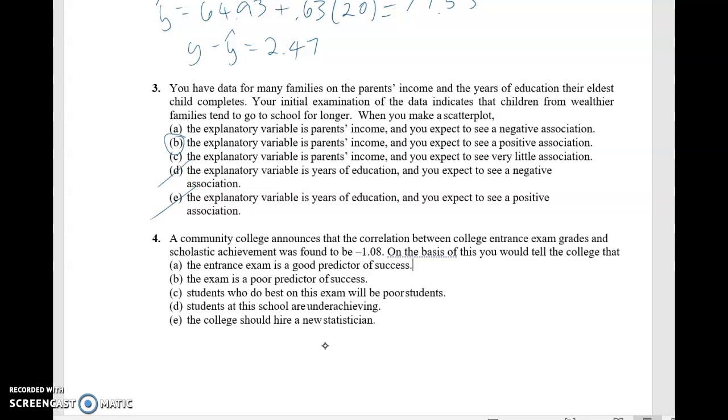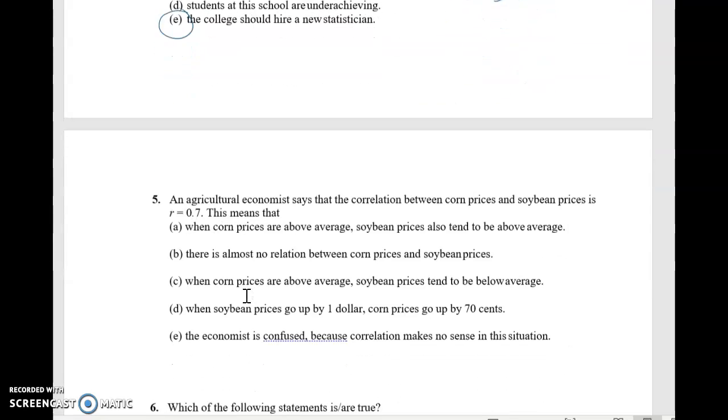Okay. Question 4 is a fun little question. A community college finds that the correlation between their entrance exam and scholastic achievement is negative 1.08. On the basis of this, you could tell that the college should hire a new statistician. R is strictly between negative 1 and positive 1. I guess I should write less than or equal to. Okay? So negative 1.08 is nonsense.